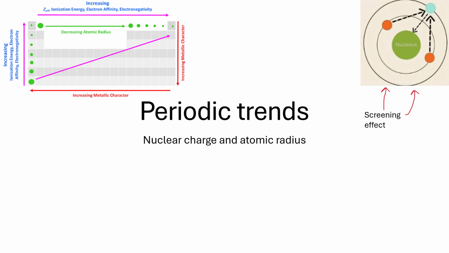Today, we're diving into the invisible forces that quietly shape the entire periodic table: nuclear charge and atomic radius. These two trends explain almost everything about how elements behave: bonding, reactivity, metals versus nonmetals. All of it starts here.